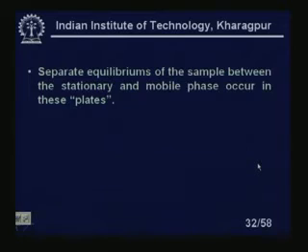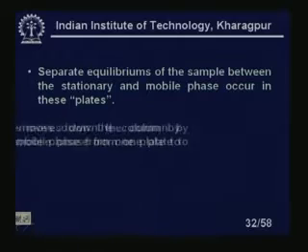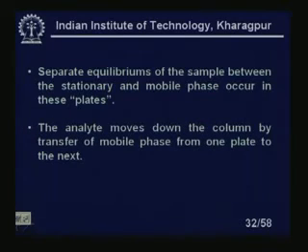Now, separate equilibrium of the sample between the stationary and the mobile phase occurs in these plates, clear. We are assuming there are separate plates. The analyte moves down the column by transfer of mobile phase from one plate to the next. One by one we are assuming that there are several plates. So from one plate to another, the analyte is moving in the presence of the mobile phase.